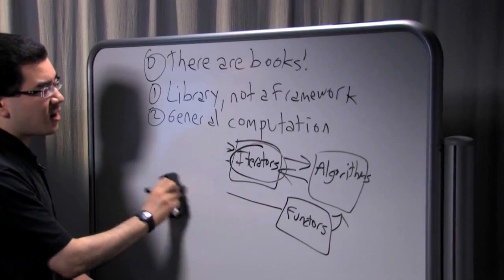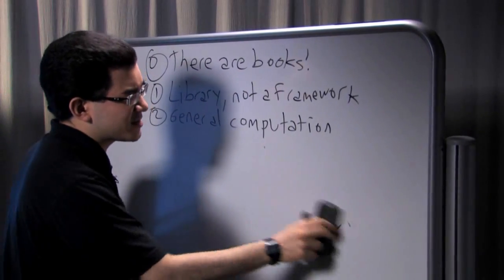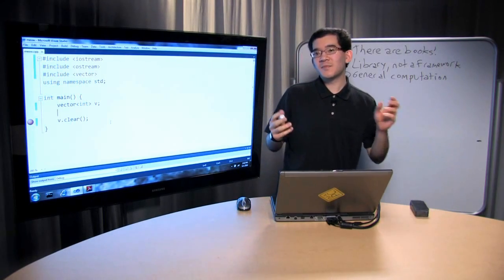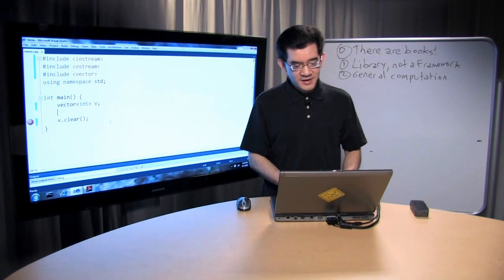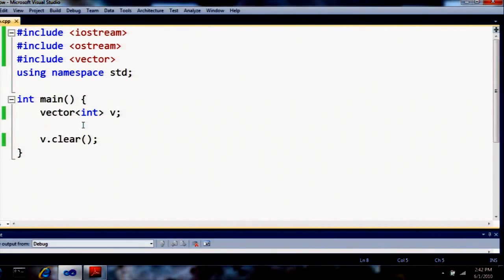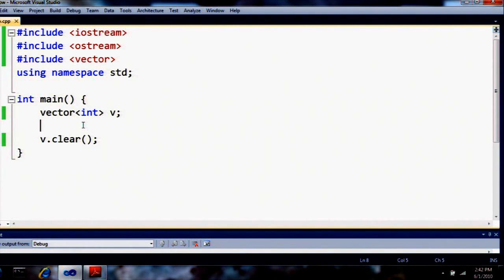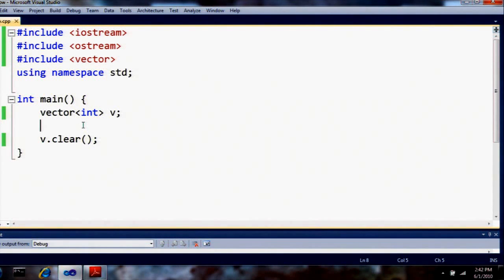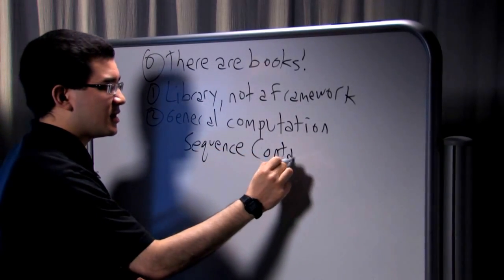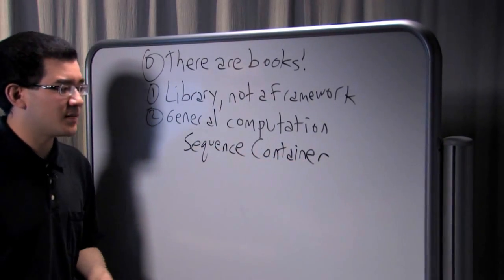Now the containers are sort of the most popular. They're the stars of the standard library because they contain elements. Elements are anything. So here I've got a little bit of code that's sort of the hello world of the STL. This program actually does nothing. It has a vector of int. So vector is sort of the workhorse of the STL. It is a sequence container. And what a sequence container does is it stores a sequence of elements.